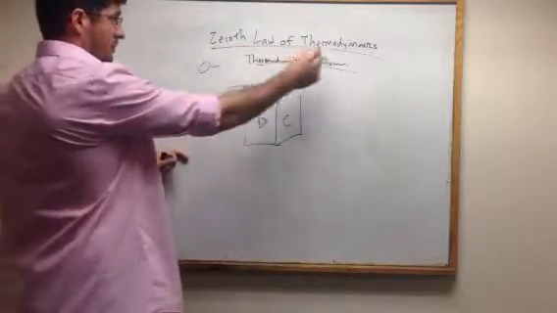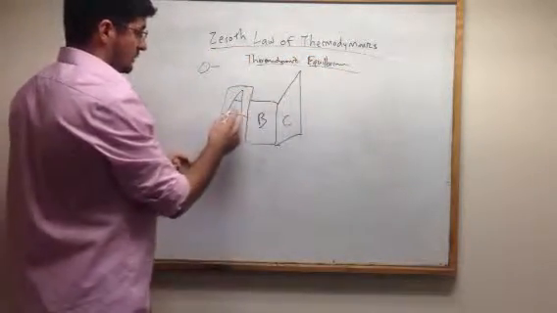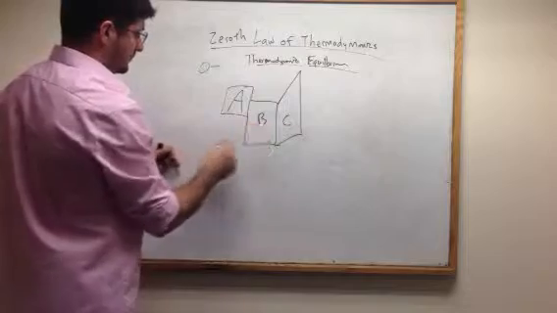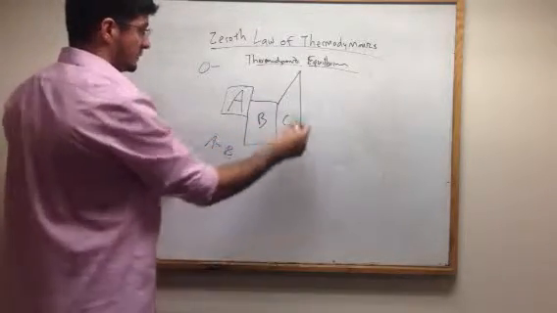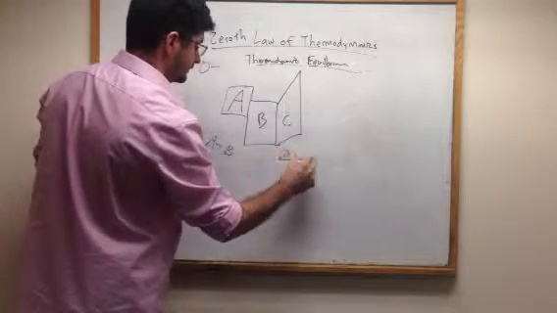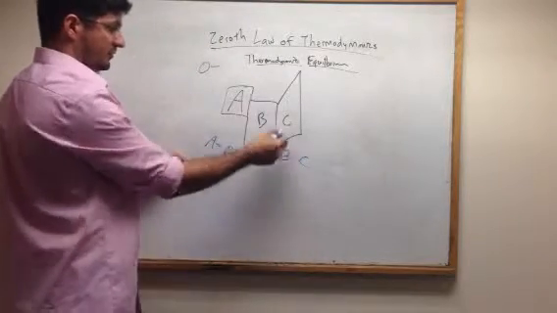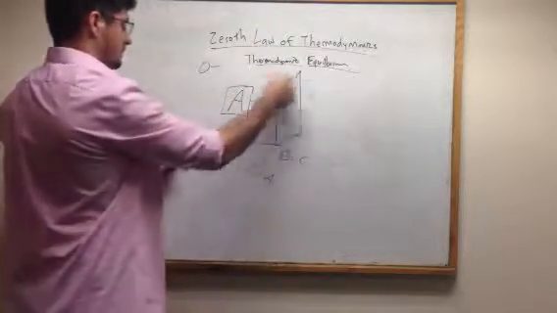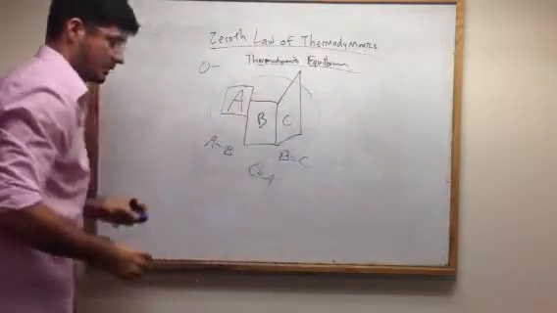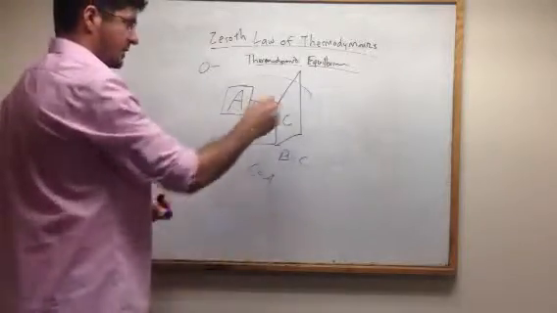What you have here is the Zeroth law of thermodynamics. If you have a temperature of A equaling a temperature of B, and you have a temperature of B equaling a temperature of C, then, as you guessed it, that means C equals A. And the entire system is in thermodynamic equilibrium, meaning they're all the same temperature.